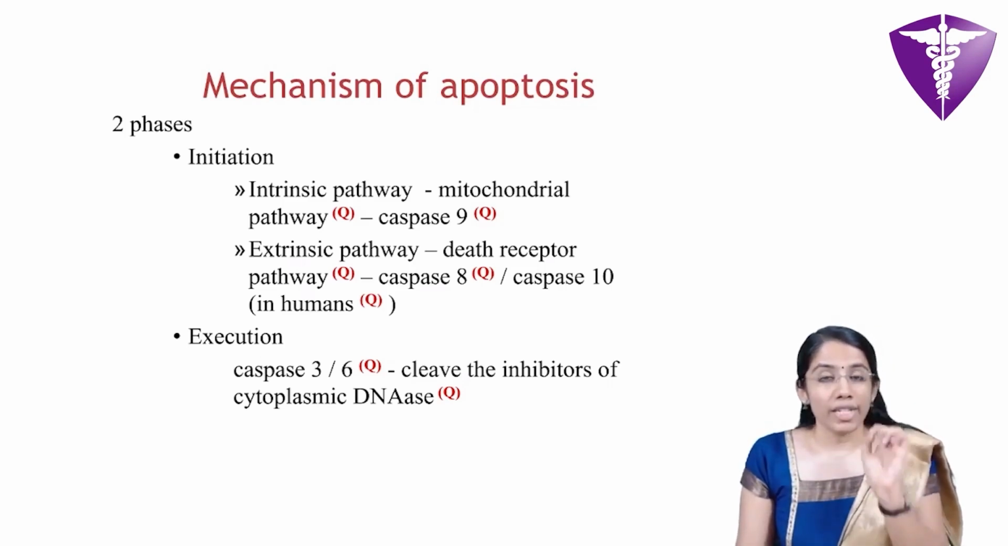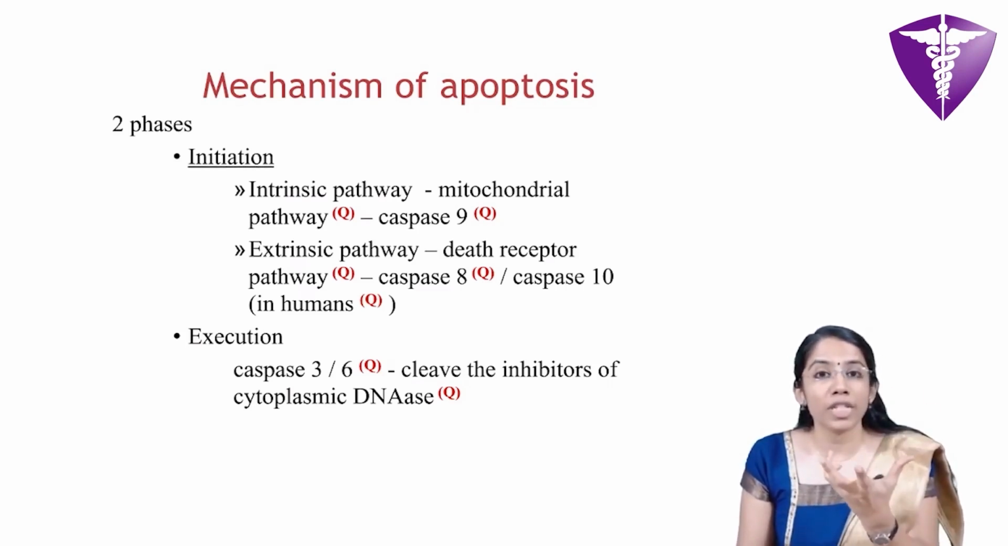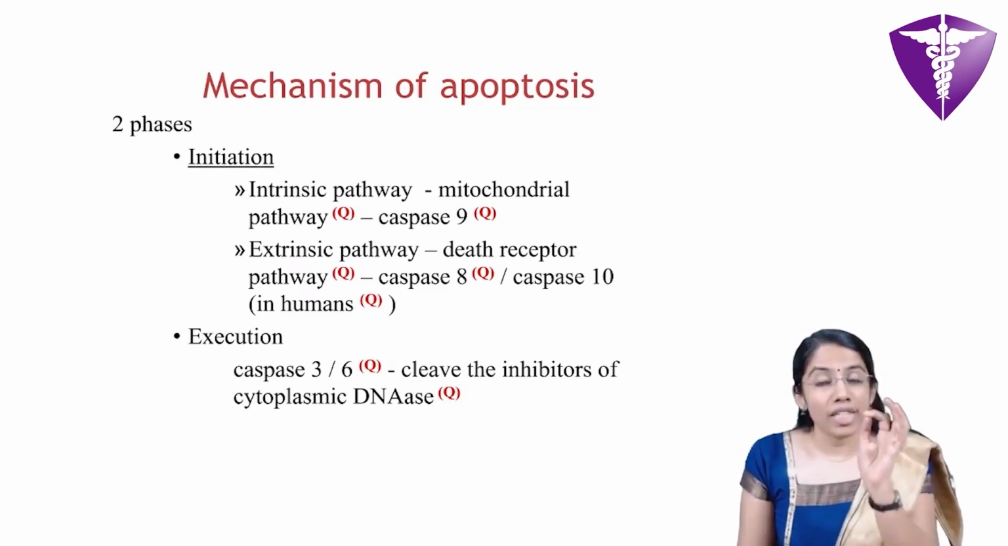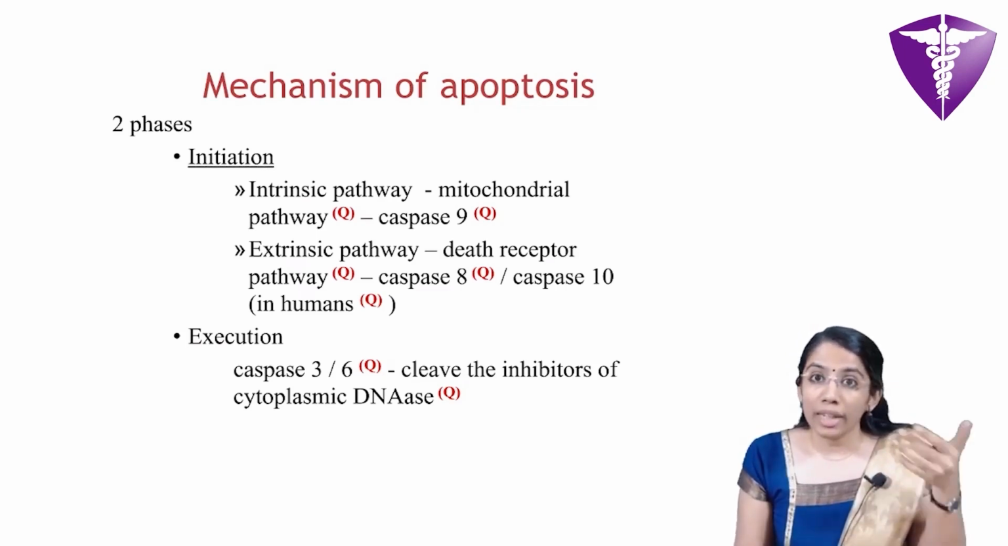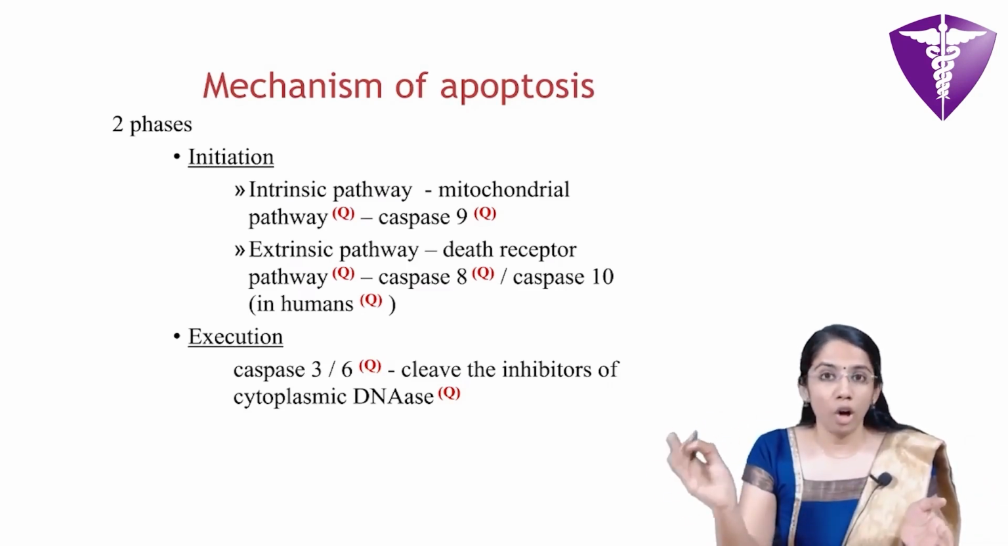So, the mechanism. The main thing is that caspases are the enzymes which are involved in apoptosis. Apoptosis consists of mainly two phases. One is the initiation phase, in which many of the caspases become catalytically active. Second is the execution phase, in which many other caspases cause degradation of other cellular components.